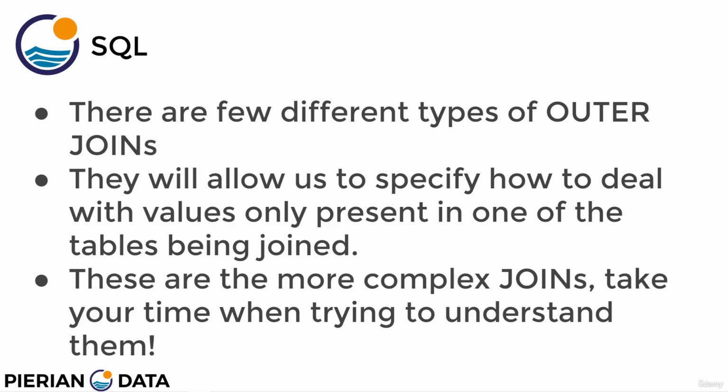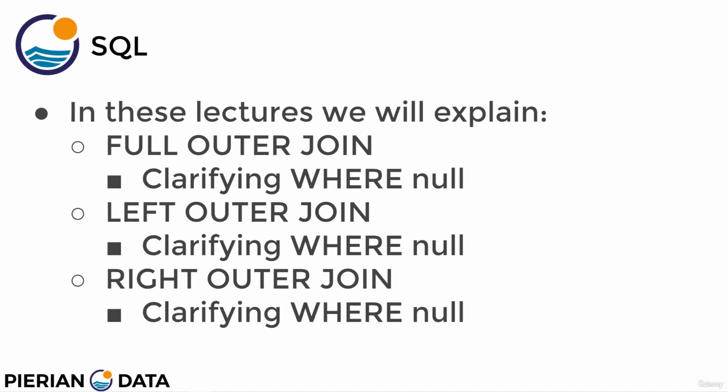only grab rows present in both tables. So definitely take your time when trying to understand these outer joins, especially when we start talking about left and right outer joins. In this series of lectures, we're going to start by talking about full outer joins, which is the simplest outer join, and we'll also add in the clarifying where statements you can add in order to specify what actual rows you want even further.